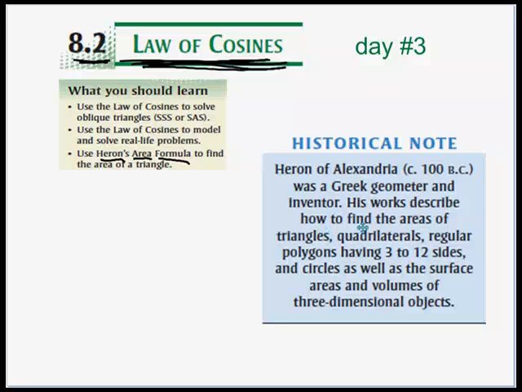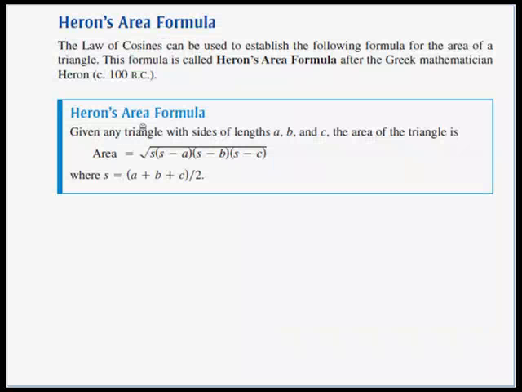His works describe how to find the areas of triangles, quadrilaterals, regular polygons having 3 to 12 sides, and circles, as well as the surface area and volumes of three-dimensional objects. So we got Heron's formula. The law of cosines can be used to establish the following formula for the area of a triangle. This is called Heron's area formula after the Greek mathematician.